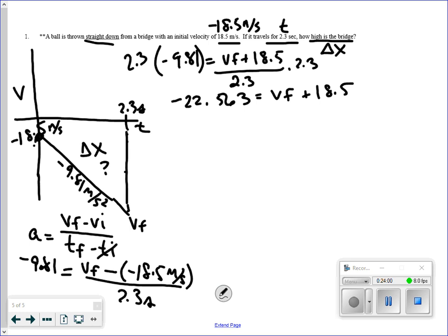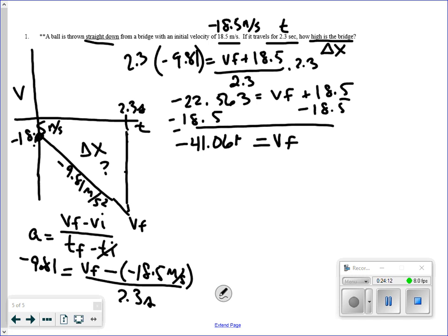Okay, I want VF by itself. Subtract 18.5. A little different than what we're used to, but it's not terrifically difficult math. You just have to make sure you do the algebra in the right order. The right order of operations is important. Okay, so I know now that this is going to be negative 41.06 meters per second down there.